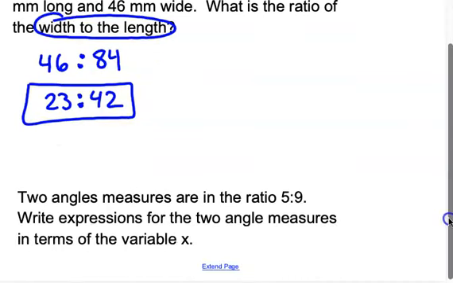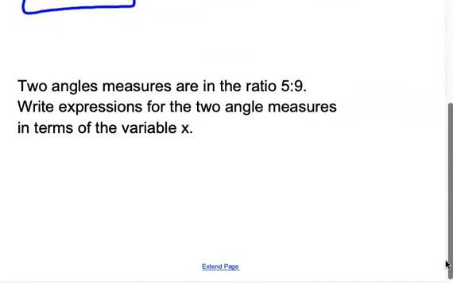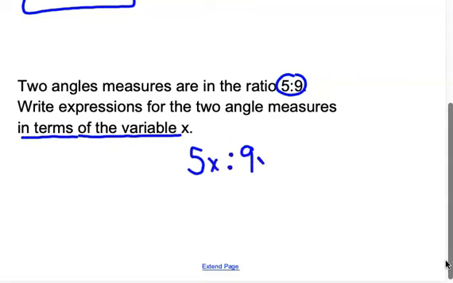Okay. And then this one, kind of silly, but it says 2 angle measures are in the ratio 5 to 9. That's the ratio that they give us. Write expressions for the 2 angle measures in terms of the variable x. So all they want us to do is take the 5 to 9 ratio and write it in terms of x. That just means put an x after it. That's all that means. And maybe we would add those up to 180 if we knew they were supplementary or something like that. So that's all that one is. If it says to write it in terms of x, that just means put an x after it and be done.